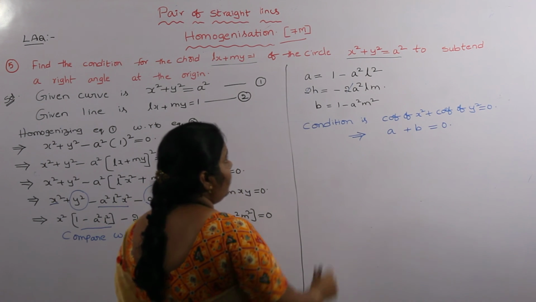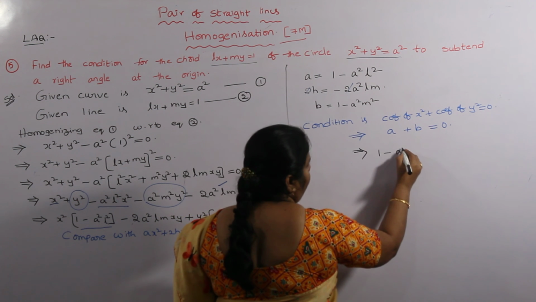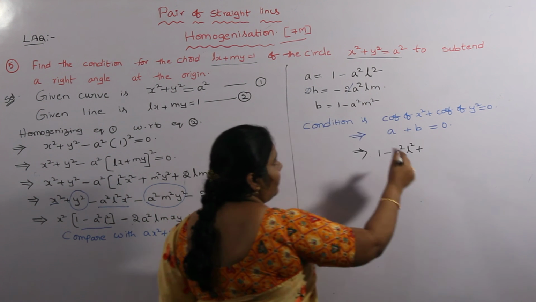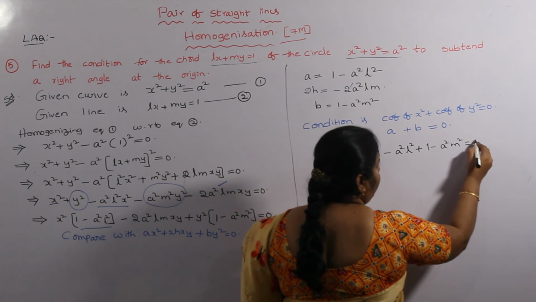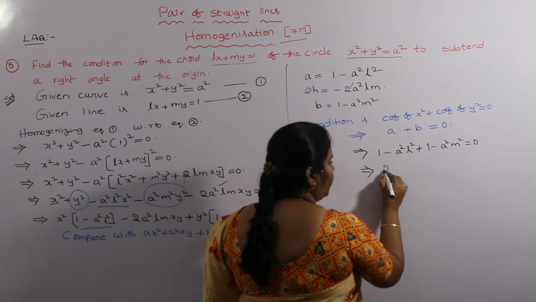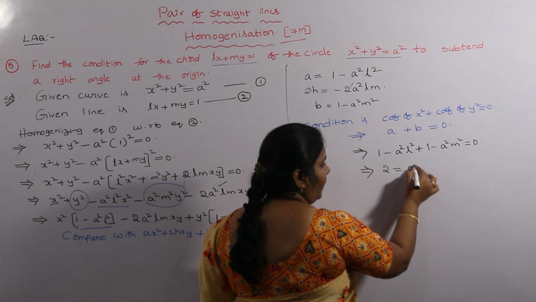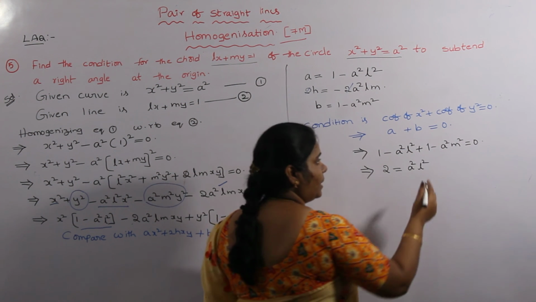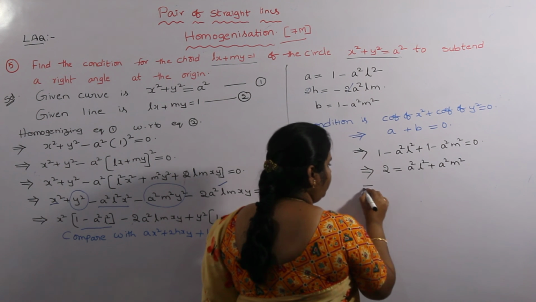But a is equal to what now? From this, a is equal to 1 minus a square L square, plus b is equal to 1 minus a square m square, is equal to 0. That implies 1 plus 1 is 2 is equal to, this minus a square L square is transferred to this side, becomes plus a square L square. This minus a square m square is transferred to that side, becomes plus a square m square.